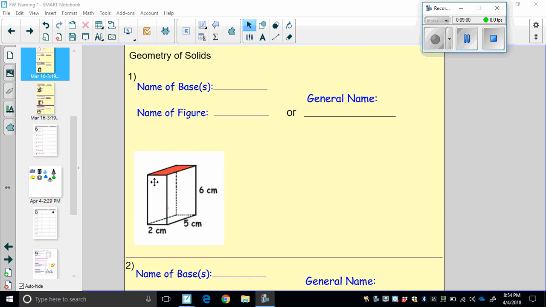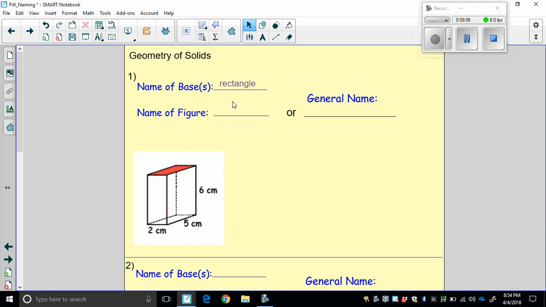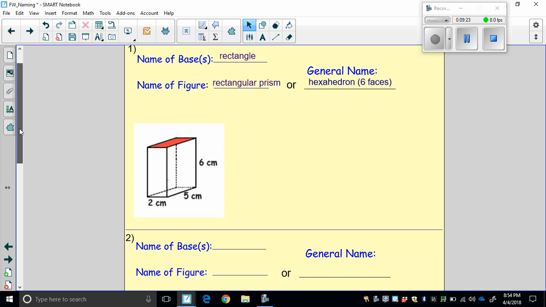So here is a rectangular base, and it has rectangular lateral faces, so it's a prism. So we just call it a rectangular prism. But if you count all the sides, the top and the bottom and the 4 other faces, that's 6 faces altogether. So we just call it a hexahedron because it has 6 faces.